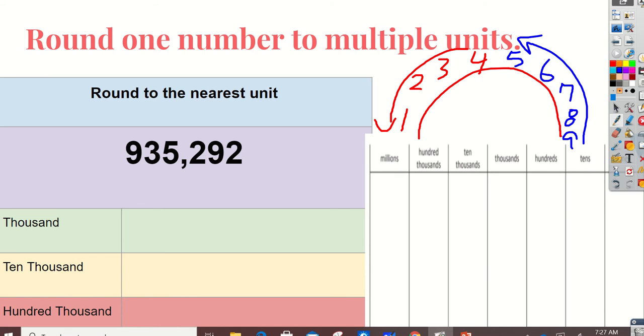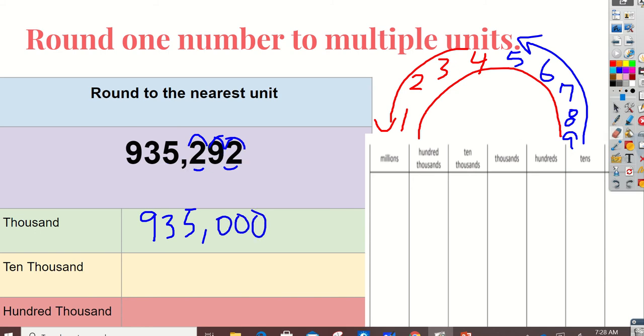So the number that we're going to round today is 935,292. It says we have to round it to the nearest thousand, then 10,000, then 100,000. So to round it to the nearest thousand, we're going to have to underline the digit in the thousands place, which is 5, and circle the digit next door, which is 2. Let's look at our rounding roller coaster. Well, 2 is rounding down, so the other numbers become 0, making our number rounded to the nearest thousand, 935,000.